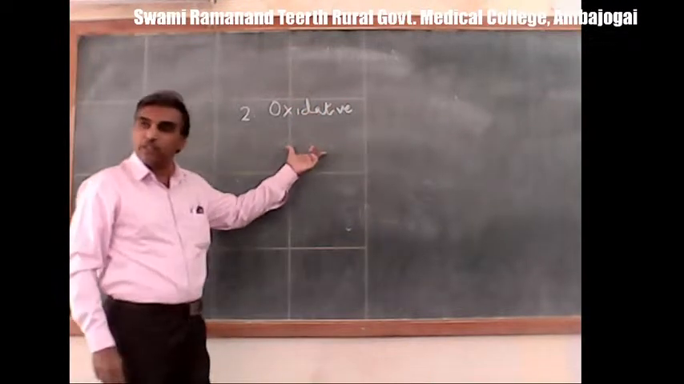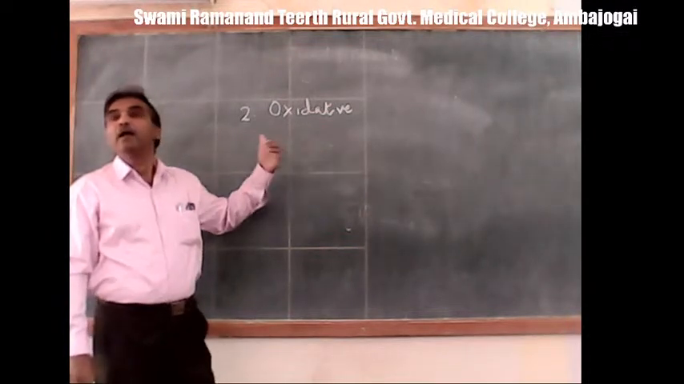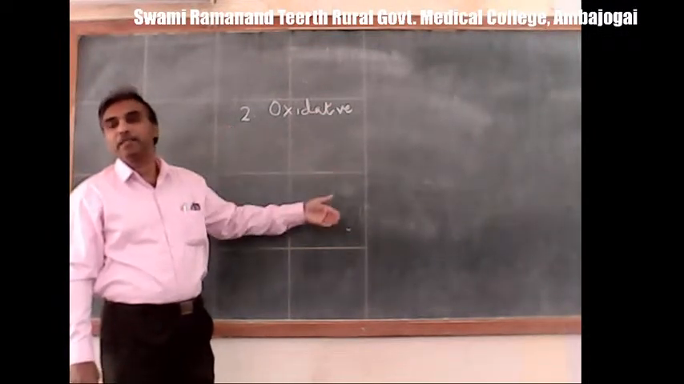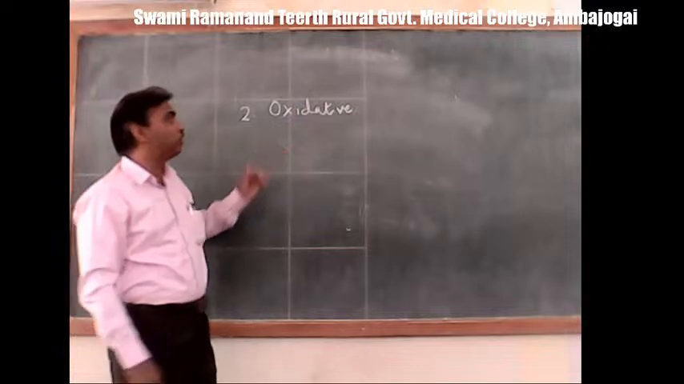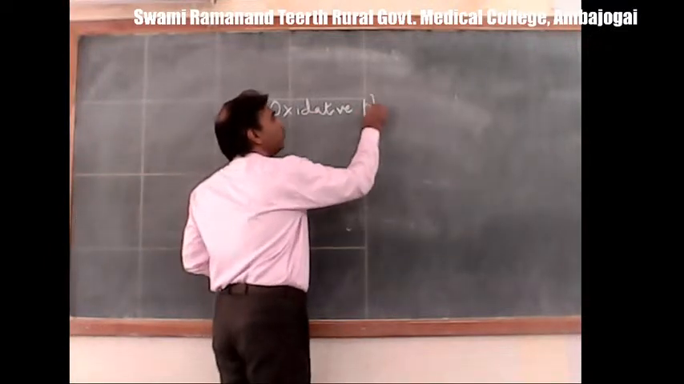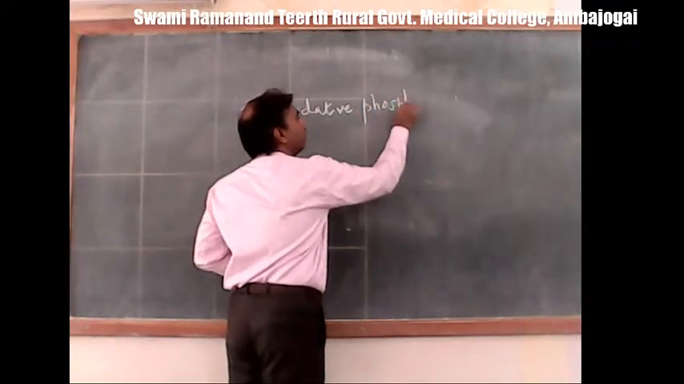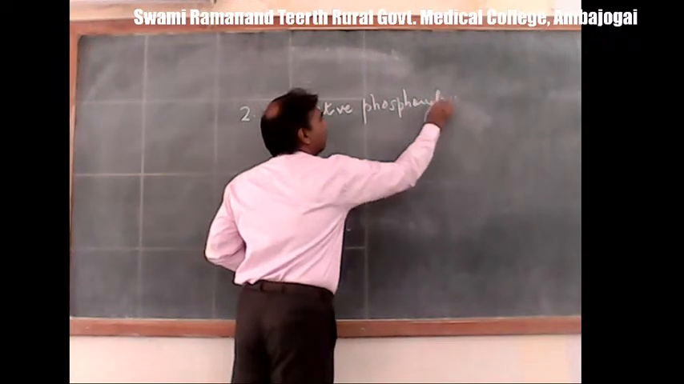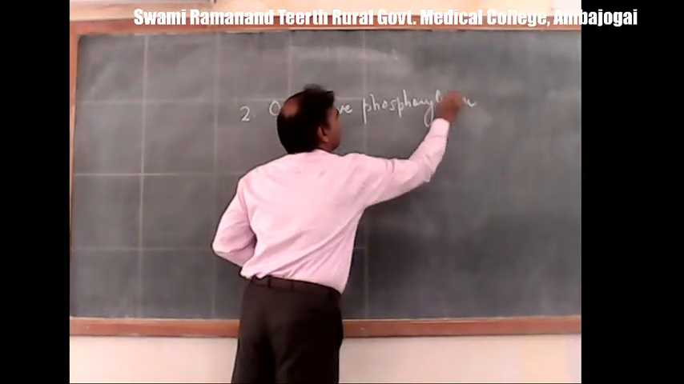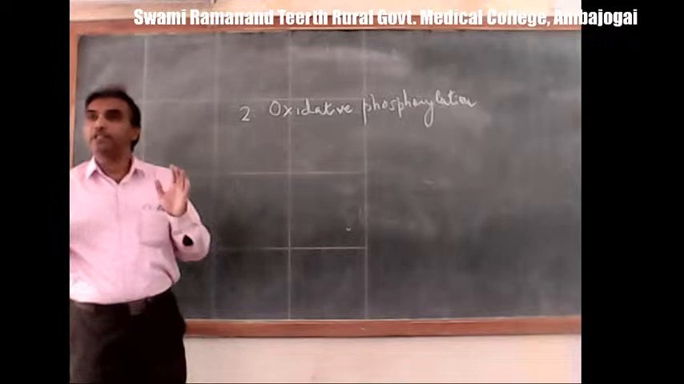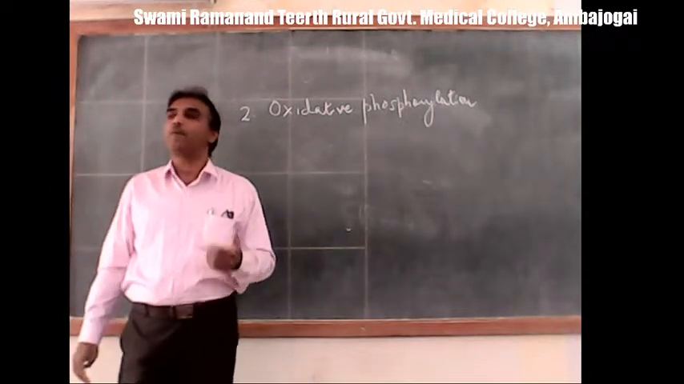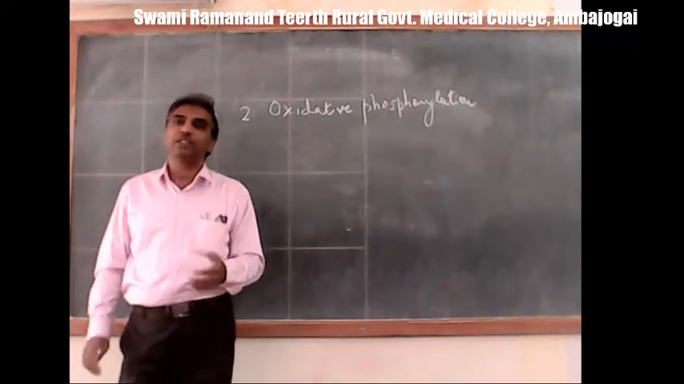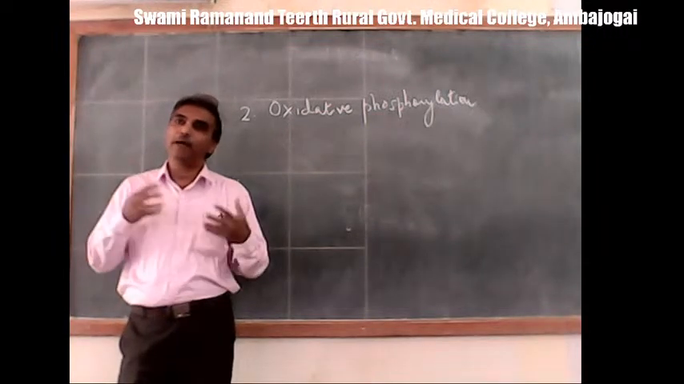So there occurs oxidation of substrate and ADP is converted to ATP. This is phosphorylation. That's why this particular process is called oxidative phosphorylation. Oxidative phosphorylation is nothing but when substrates are oxidized. What do you mean by oxidized?